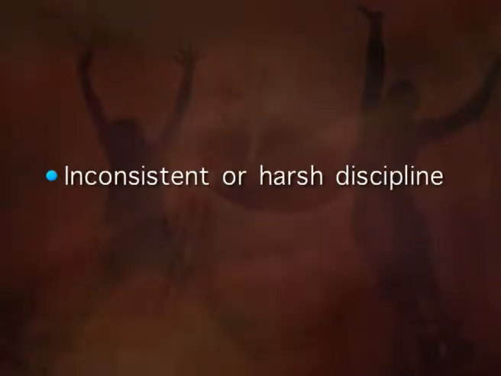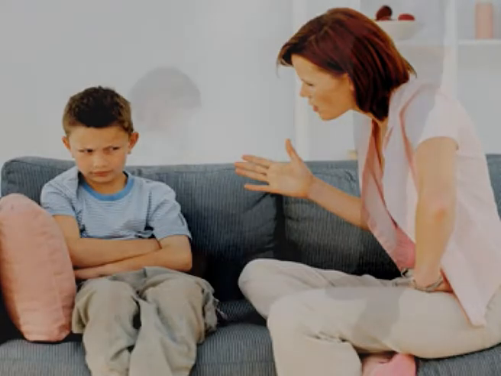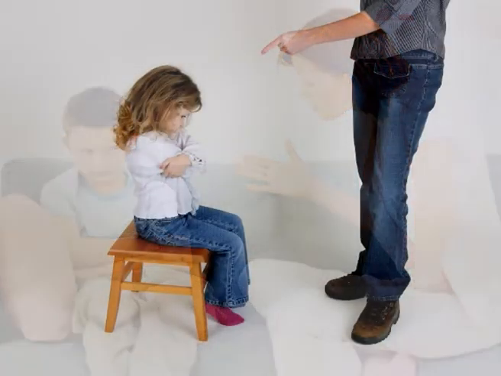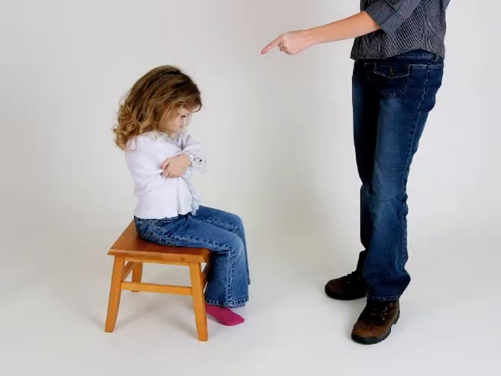Another cause is inconsistent or harsh discipline. This is on the part of the parents or any other authority figures. Sometimes they are punishing the behavior, sometimes they are ignoring it. Naturally, the child will not have the discretion to know which is right and which is wrong behavior.